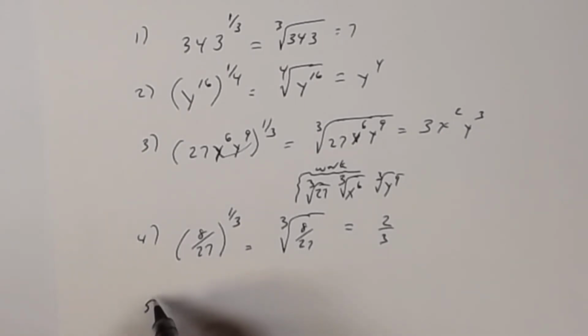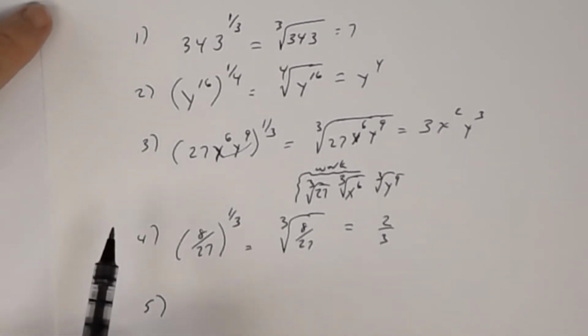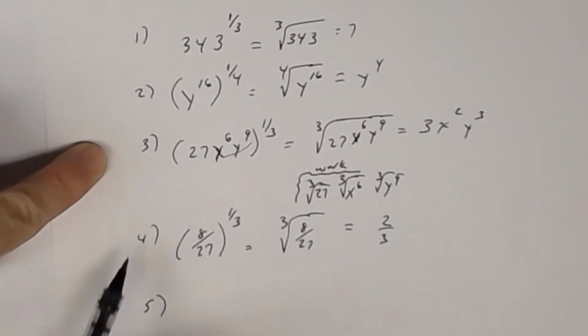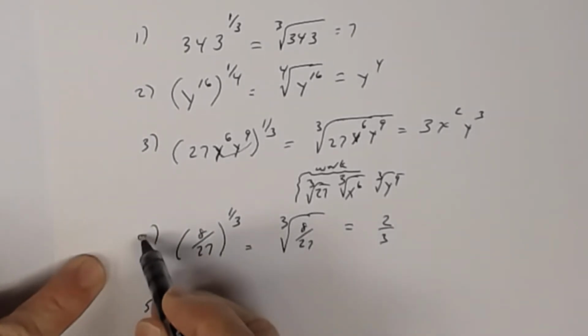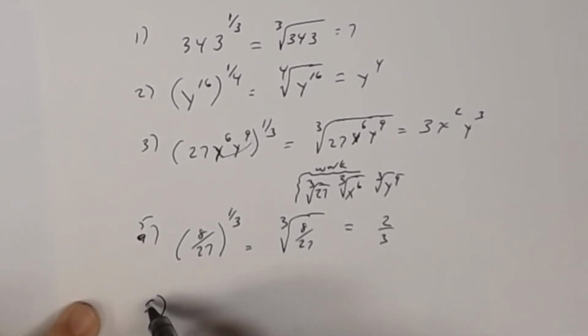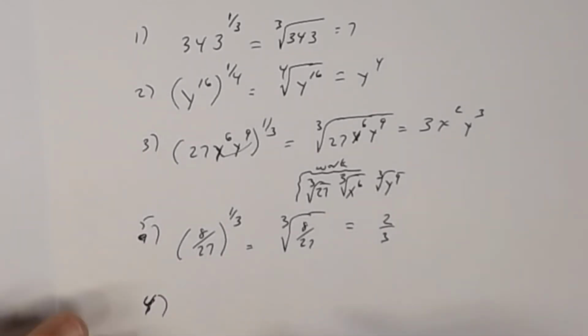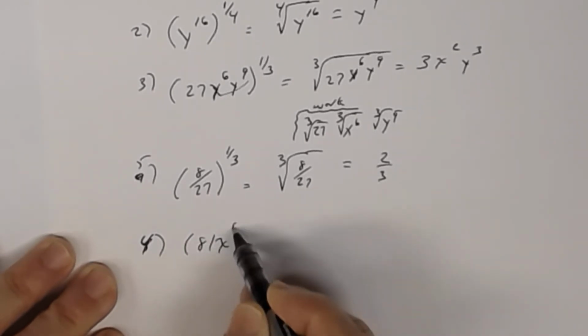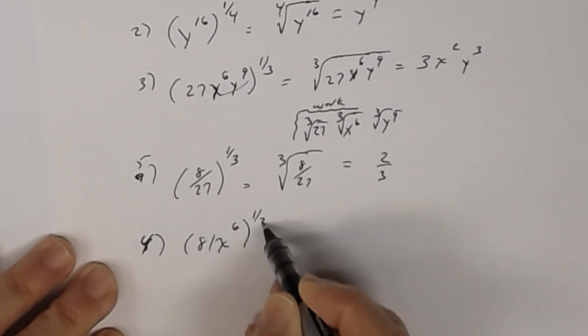And then finally, whoops, I'm kind of missing a problem here. So it was number 1, number 2, number 3. Oh, okay. So this right here, sorry guys, was actually number 5, and this right here is going to be number 4. I missed number 4. So here's number 4. Number 4, you have 81 x to the 6 raised to the 1/3.